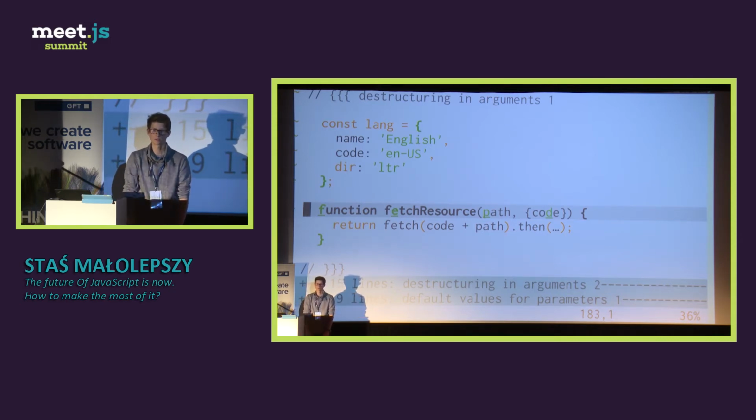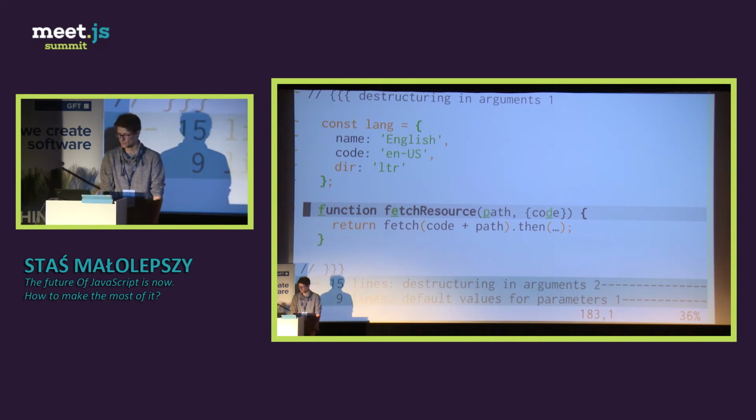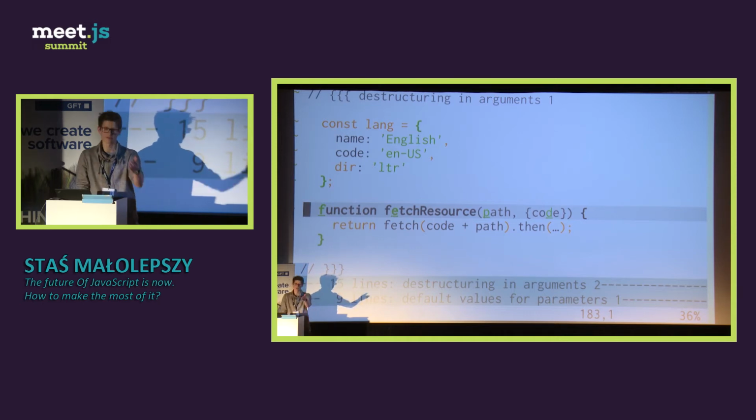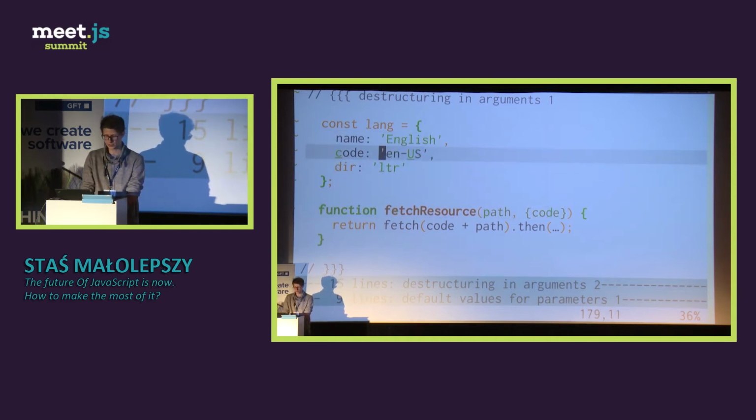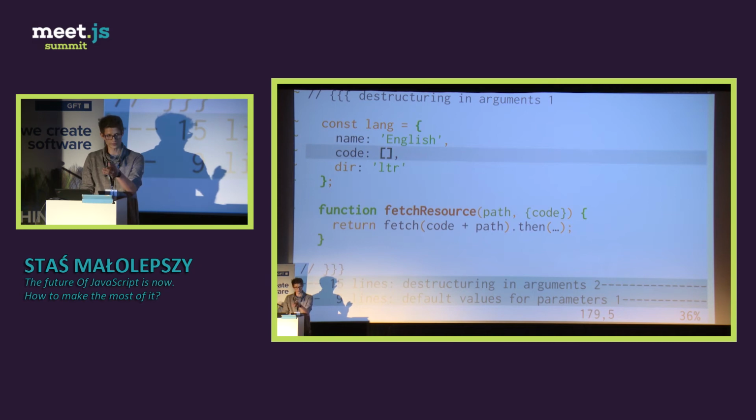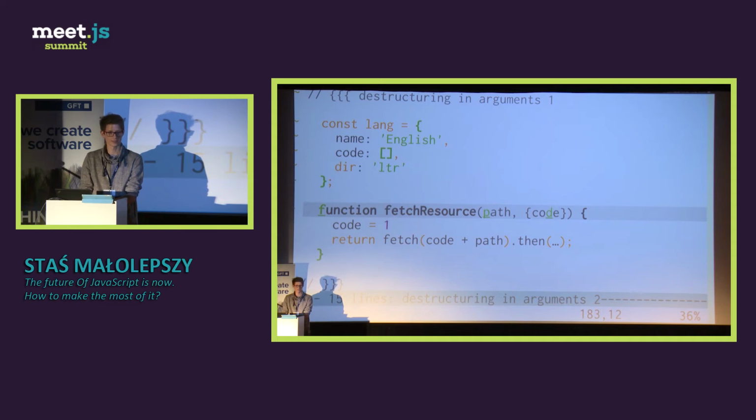There's a question. Does it pass the reference to the value or the value? Like when I change the code inside this fetch resource function, will it change the object as well? No, this is a new local binding, so it doesn't pass the reference. If code is an array and you change it, it's a reference, but the code is a local variable. So if you overwrite it, it's not. It works like JavaScript.